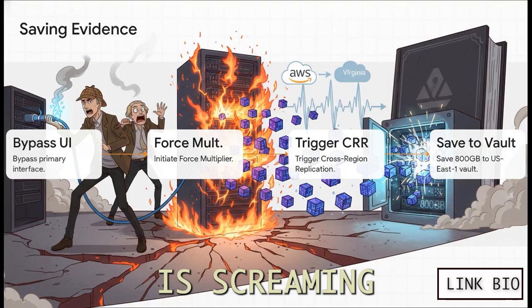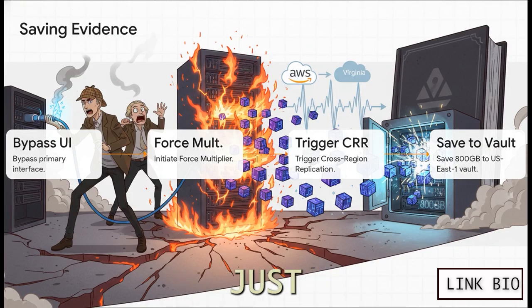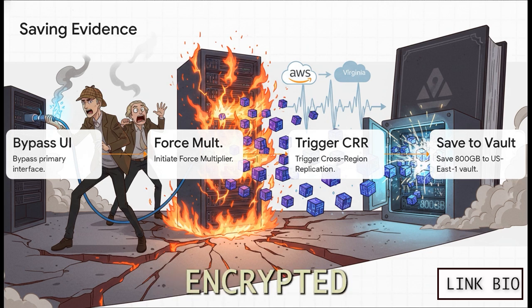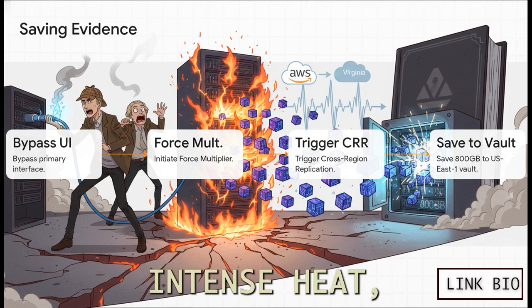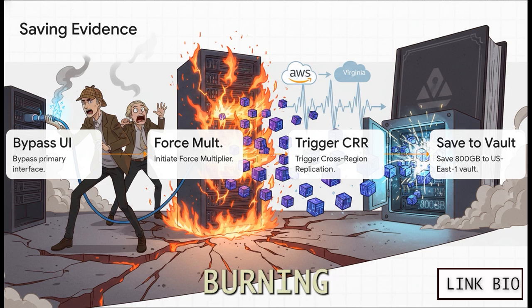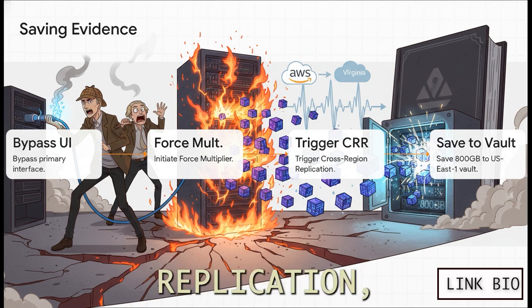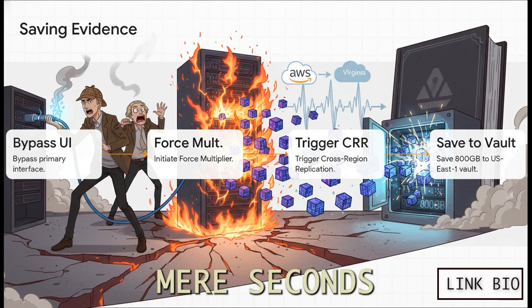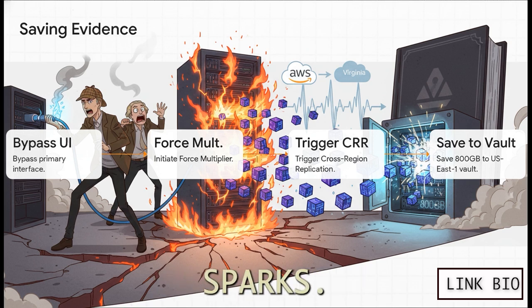Now, while Watson is screaming for them to get out of there, Holmes displays just the ultimate stoic calm. He knows Adler's servers hold a shadow ledger, about 800 gigabytes of highly encrypted data that absolutely proves the massive fraud. So as the concrete floor is literally fracturing from the intense heat, Holmes plugs directly into the burning server rack. Using the exact same AWS speed that Adler weaponized, he triggers a cross-region replication, beaming all that evidence to a secure cold vault in Virginia, literally mere seconds before the servers explode into white-hot sparks.